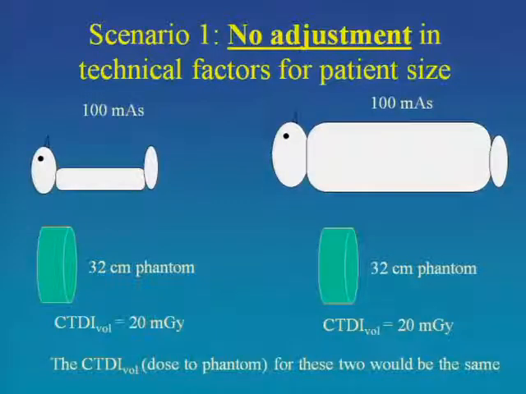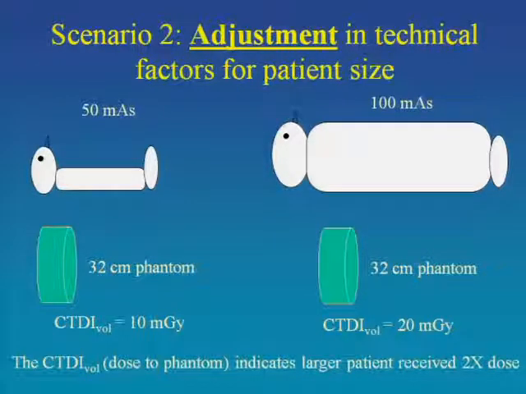Okay, so a couple of brief examples. Let's say you had two patients, and in your practice, you did not adjust the mAs for the patient size. Small patient on the left, big patient on the right. They both have 100 mAs, and the CTDIvol recorded was 20 milligray, because that's the dose to this phantom, not the dose to that patient. It's the dose to this phantom. So the CTDI for these two would be the same. But I submit to you a question, which is: is the dose to the patient the same?